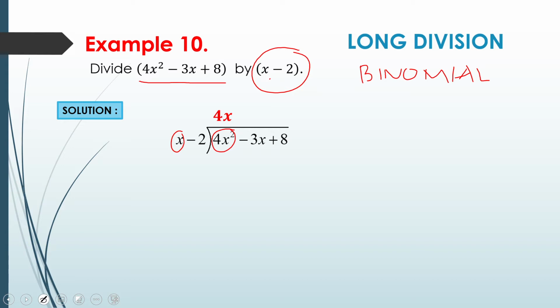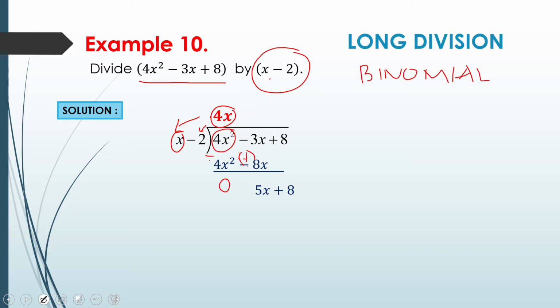After you divide, this 4x, part of the answer, you multiply with this and this. So 4x times x is 4x squared. 4x times minus 2 is minus 8x. After this, you subtract them. So 4x squared minus 4x squared gives you 0. Minus 3x minus of a minus 8x: minus of minus becomes plus now. So minus 3x plus 8x gives you 5x plus 8.